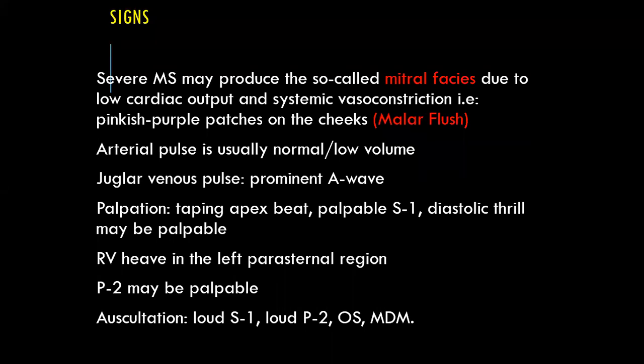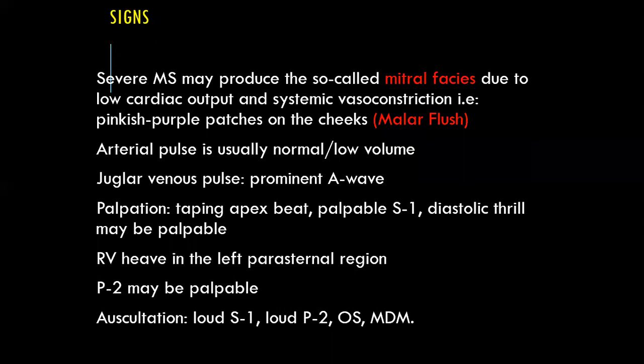In patients who develop pulmonary artery hypertension, which results in enlargement and hypertrophy of the right ventricle, you can get a right ventricular heave in the left parasternal region. In those patients who develop pulmonary hypertension, you can have a loud P2, and this P2 can be palpable as well. On auscultation, you can have a loud S1, a loud P2, and there is an opening snap. This diastolic sound is heard during diastole, and from the opening snap there is the start of a murmur, the typical mid-diastolic murmur of mitral stenosis. So these are the auscultatory findings. Number one is the loud S1. Number two is the loud P2 in case of pulmonary hypertension.